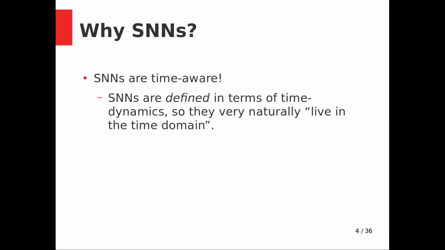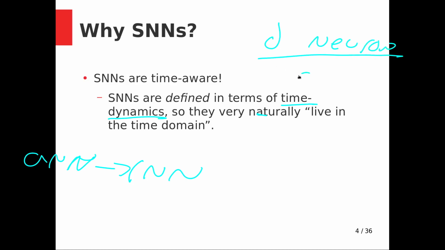Another is that they're innately time aware, right? We recently talked about recurrent neural networks, which are an extension of artificial neural networks to have a history and thus be able to be run in time. Spiking neural networks don't require any adaptation. They're already defined in terms of their time dynamics. We define spiking neural networks in terms of how they change in time, which means they are just innately time-aware things.